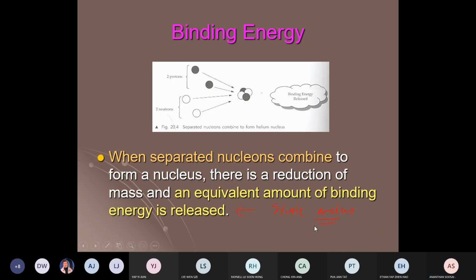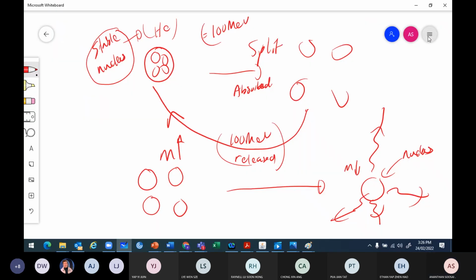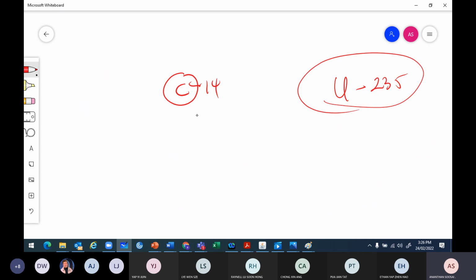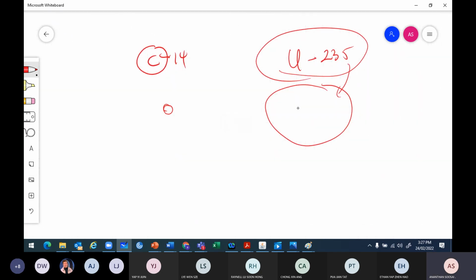Now I will ask you one question. Go to the whiteboard. You have carbon 14, and you have uranium 235. In terms of nucleon number, carbon is just 14 nucleons, and uranium is so huge with 235 nucleons. So carbon and uranium.